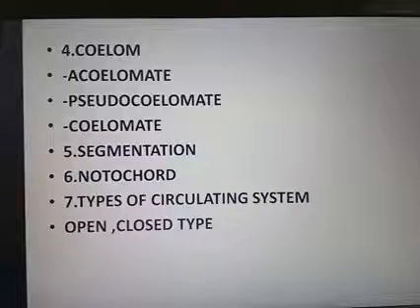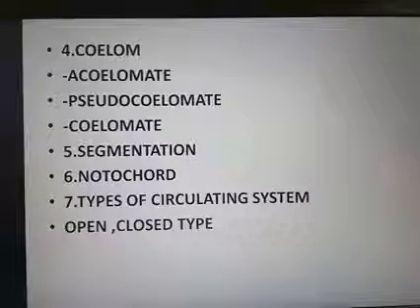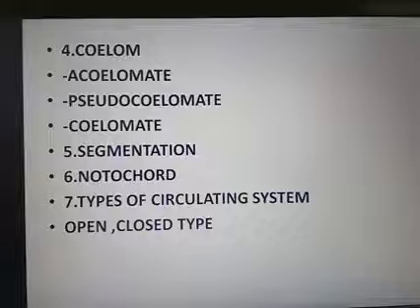In which group are humans included? Humans are included in the closed type. That means chordata and annelida are included in the closed type. Insects and mollusks are included in the open type. I hope you can all understand the basis of classification. So here I am ending this topic, basis of classification. Hope you will understand all these points. If you have any doubt, you can ask me at any time.